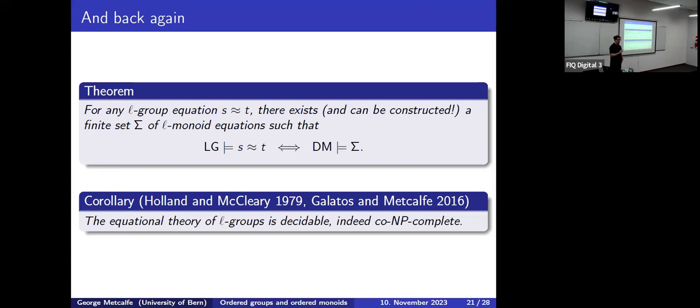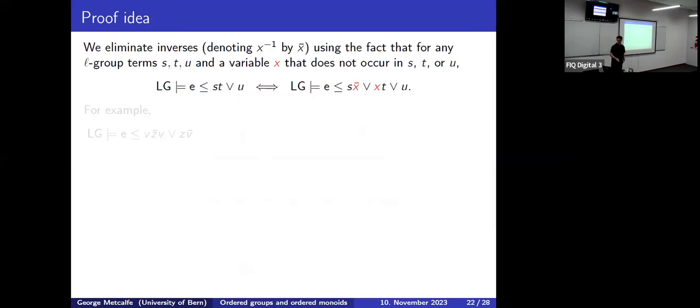So how can we eliminate inverses? The abelian setting was easy. We just added things on both sides to eliminate the minuses, right? The idea here is to eliminate inverses by introducing new variables. So this is the key fact that we use. It looks a bit strange. Just to fit things on the slide, instead of x inverse, I write x bar.